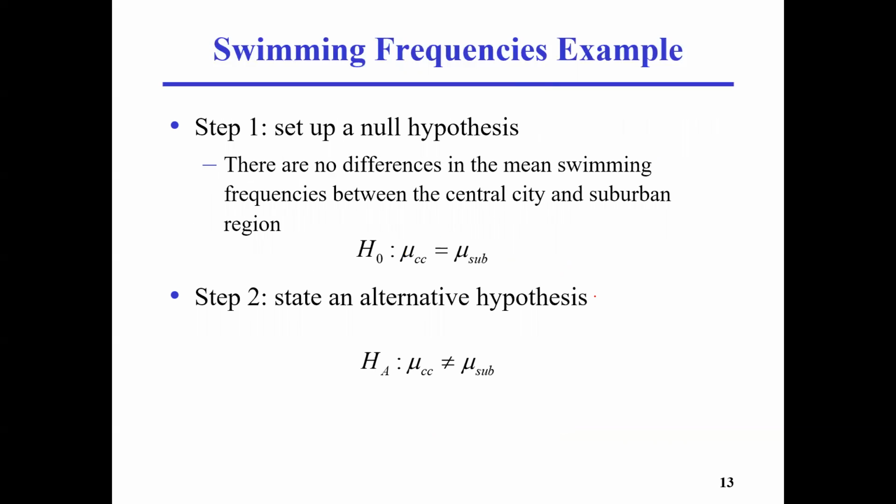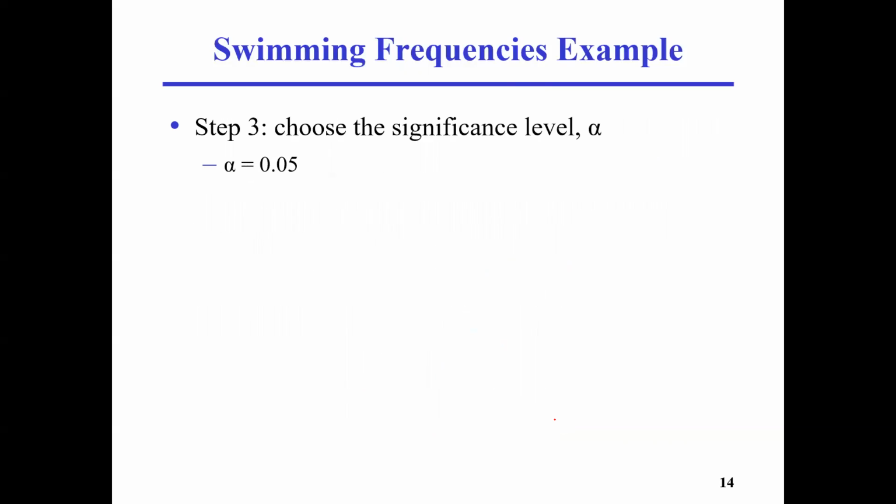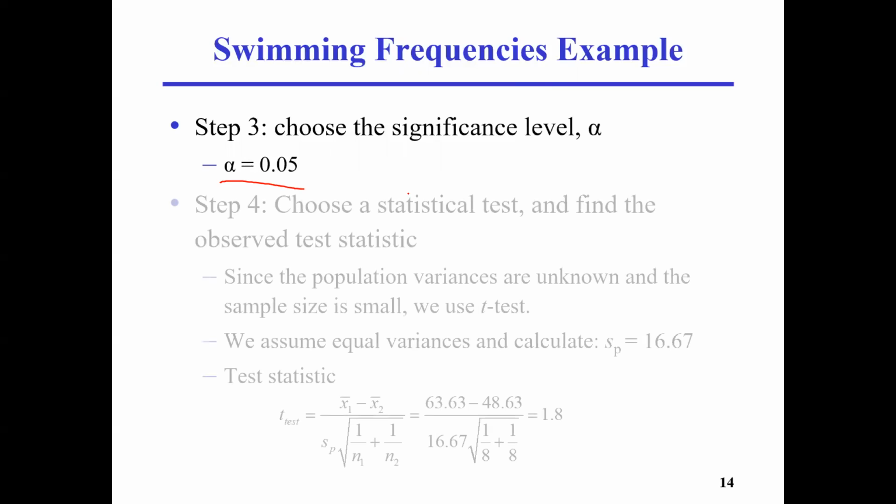Okay, step 1, null hypothesis, mu CC equals mu sub. CC central city, sub suburban. We're going to do 2-sided tests, so alternative is that they're not equal to each other. So step 3, choose the significance level. Usually, this value should be provided by the question. Again, in your research, in your work, in future, you can decide it yourself, but let's just say 0.05, okay, for this example.